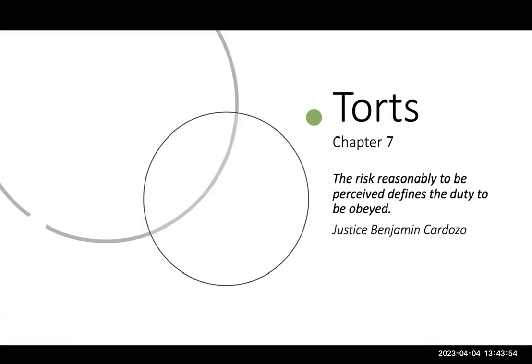This lecture discusses some of the matters covered in Chapter 7 of the textbook, which deals with tort law. Now we're transitioning from discussions of procedural matters of law to actual substantive legal matters. And you'll recall from our past studies the difference between substantive law and procedural law. Chapter 7 again deals with tort law.